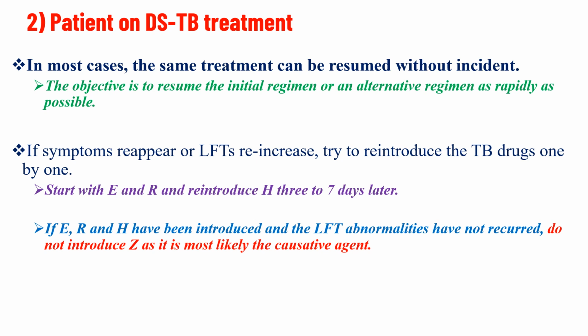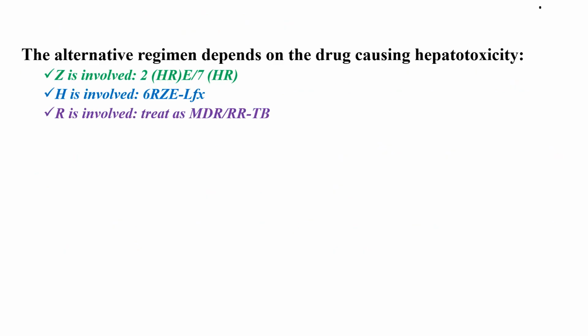If ethambutol, rifampicin, and isoniazid have been introduced and the liver function test abnormalities have not recurred, do not reintroduce pyrazinamide, as it is the most likely causative agent. The alternative regimen depends on the drug causing hepatotoxicity. If pyrazinamide is involved, isoniazid and rifampicin with ethambutol should be given for 2 months, and isoniazid and rifampicin for 7 months, for a total duration of 9 months.